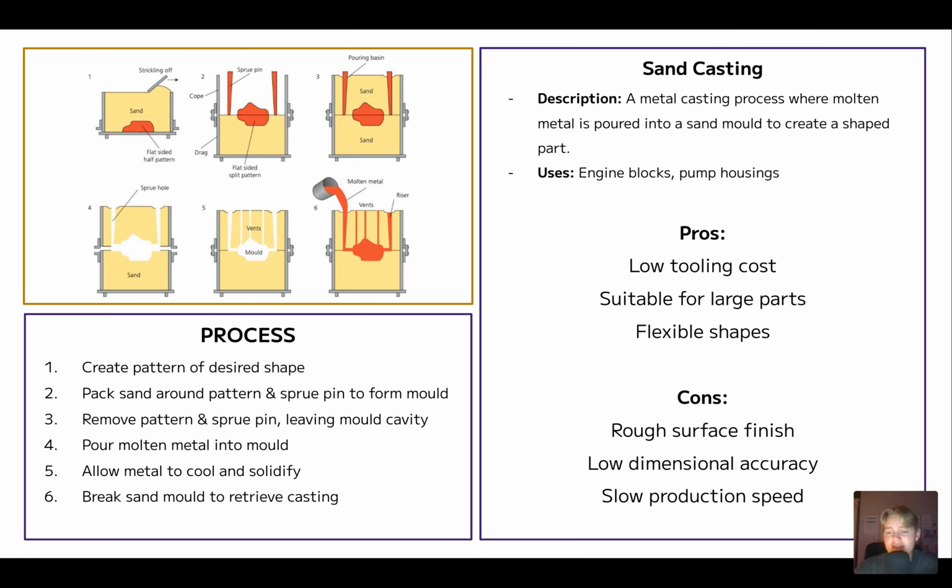And of course, the benefit of this is that we have a seriously low tooling cost because we don't have to create some complex mold. We're just using sand, which means it's great for prototyping, but it's also suitable for larger parts because we don't have to create that expensive molding. It creates opportunities for flexibility in how we're creating our shapes, which basically means we have more options over how we can shape the mold.